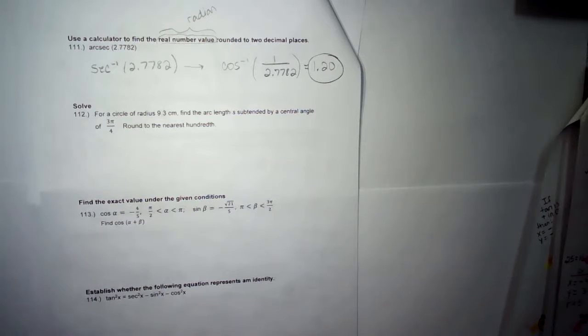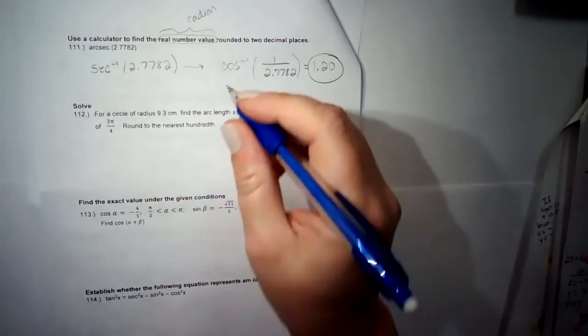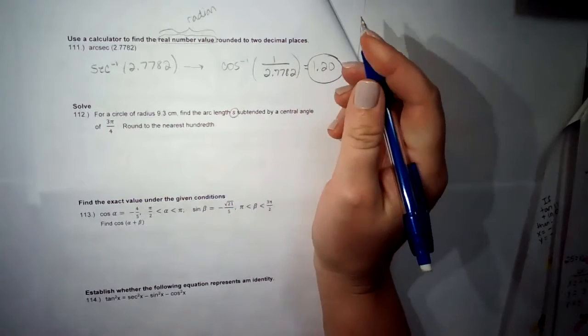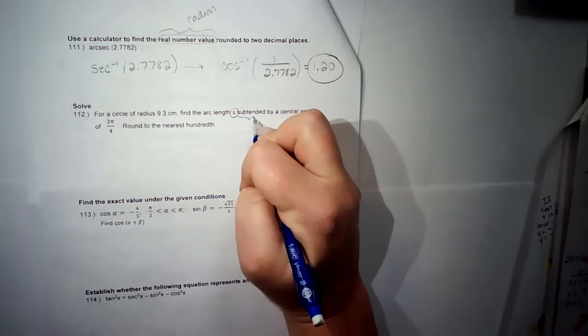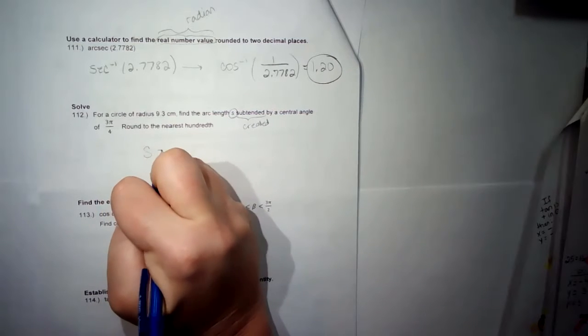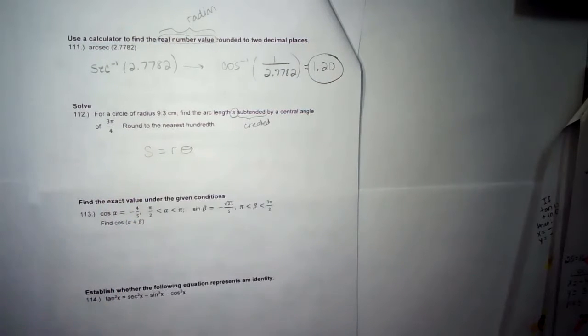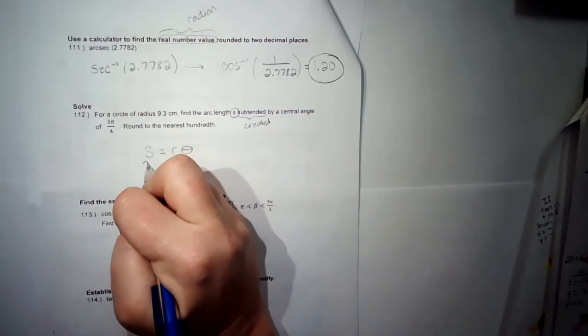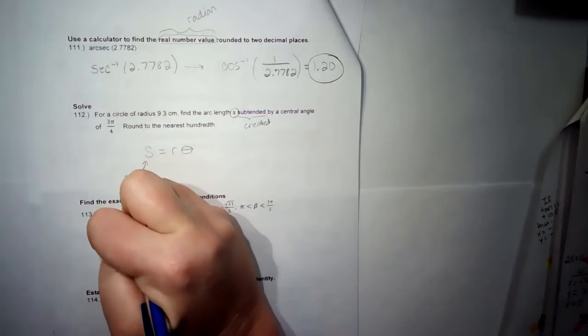Okay, so for a circle of radius 9.3 centimeters, find the arc length S subtended, remember this just means created, by a central angle of 3 pi over 4 and round to the nearest hundredth. Okay, this is already something that was on your formula sheet that I gave you. Also, let's make sure we know what this is. This is your arc length.